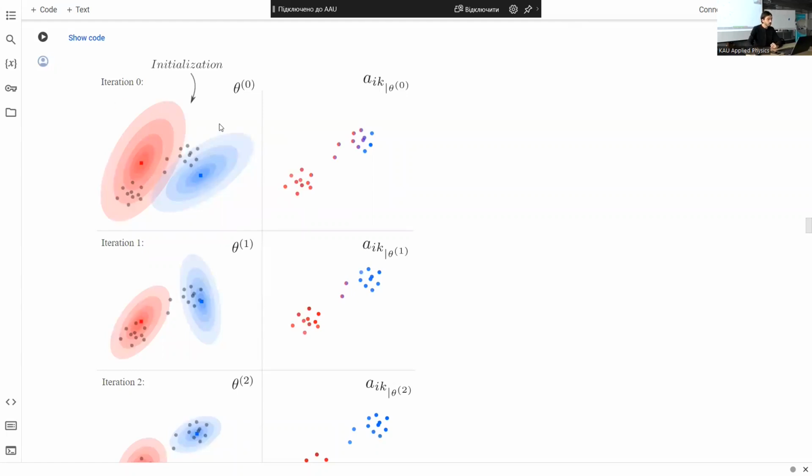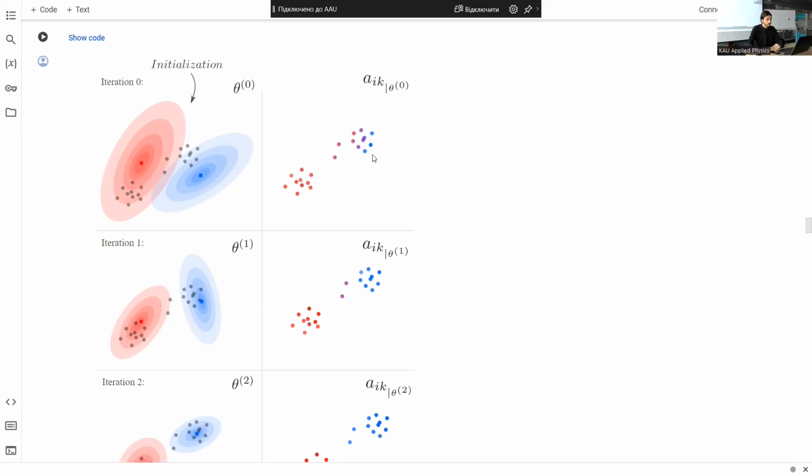Here is, once again, my data set, these points. This is step number 1. At this step, I have two normal distributions that were chosen by me, basically in some arbitrary way. I don't know anything else except this. But having the parameters of these distributions, I can calculate, once again, my a_ik, if I suppose that the parameters are theta 0, my guessed parameters.